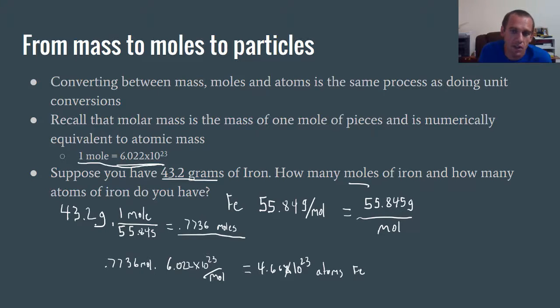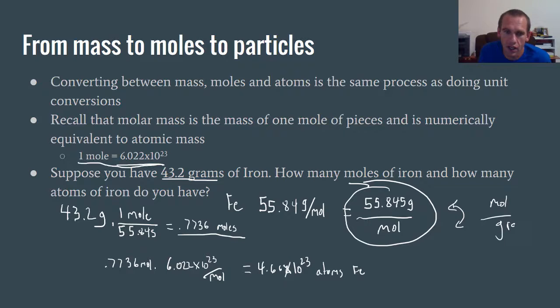Okay, so the first thing we did was we got the molar mass. Molar mass, we can use it as grams per mole, but we can invert that, which is what I did, and use it as moles per gram. And then I was able to get moles. And then I just took my moles times my per mole, my Avogadro's number there, and I got how many atoms of iron I have.